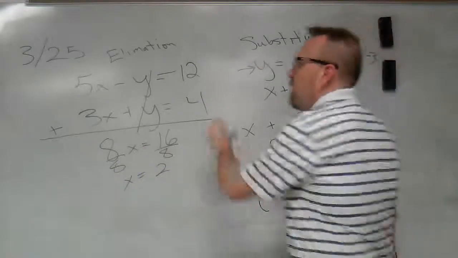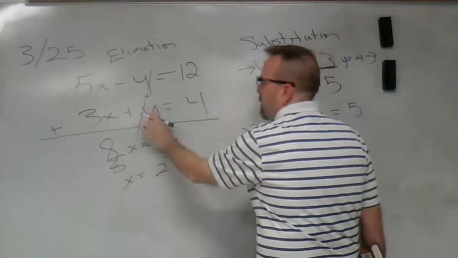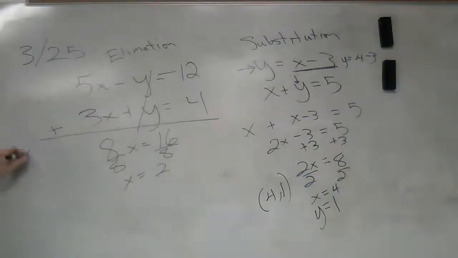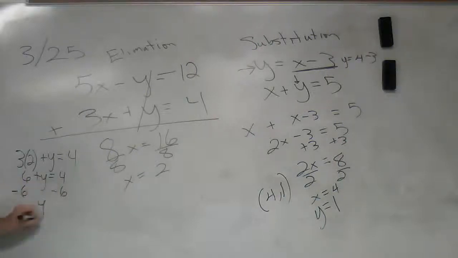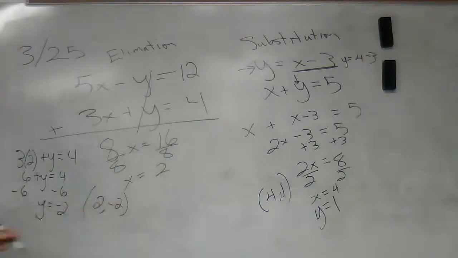Now we plug into either one. It does not matter. I'm going to choose this one because our y is positive and we're trying to solve for y. So we have 3 times 2, replacing x with 2. 6 plus y equals 4. We get rid of our 6 by subtracting. y equals negative 2. So our ordered pair would then be 2, negative 2.